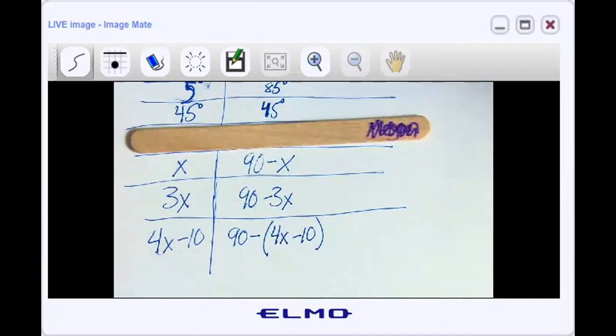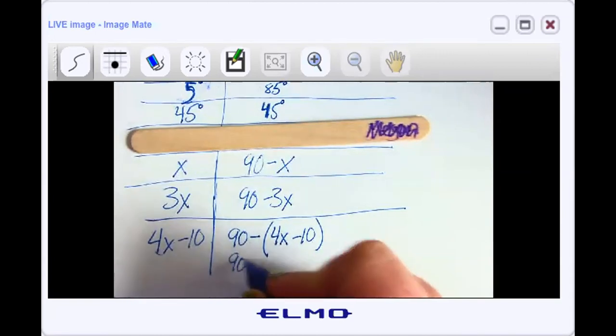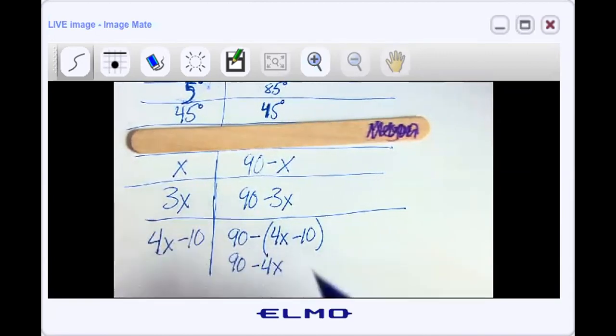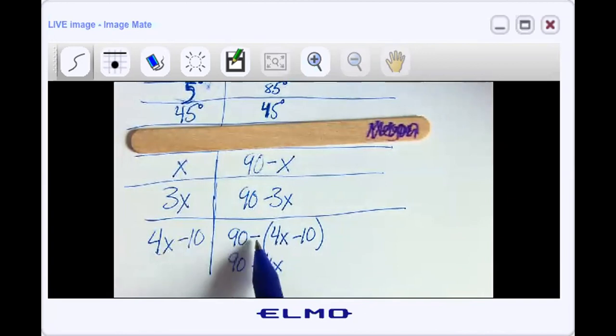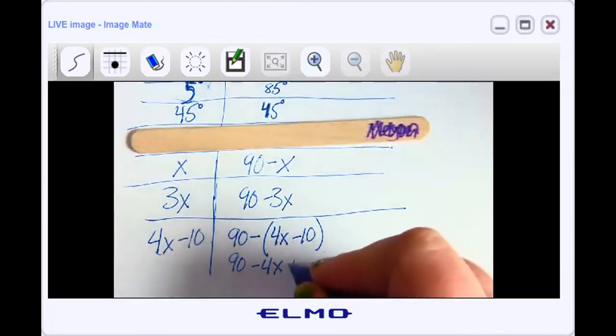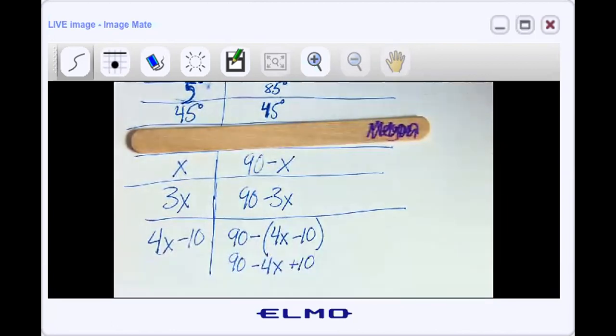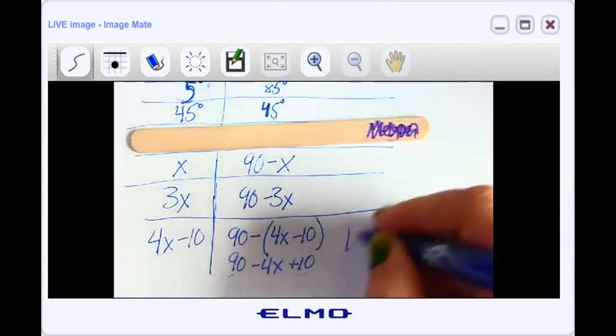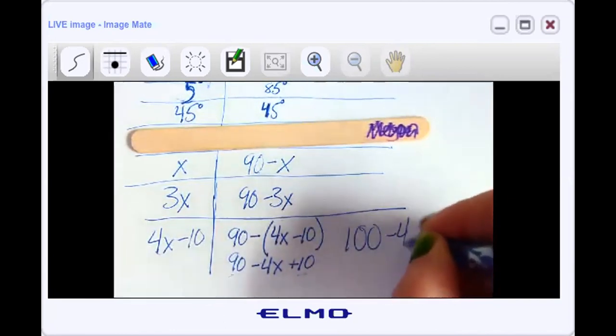So now that can actually be simplified, right? You can actually do some more with this. Let's go ahead and distribute that negative sign. Be careful, though. When you have minus a negative, doesn't that turn into a plus? You bet it does. And now, look, you can add the 90 and the 10. You get 100 minus 4x.